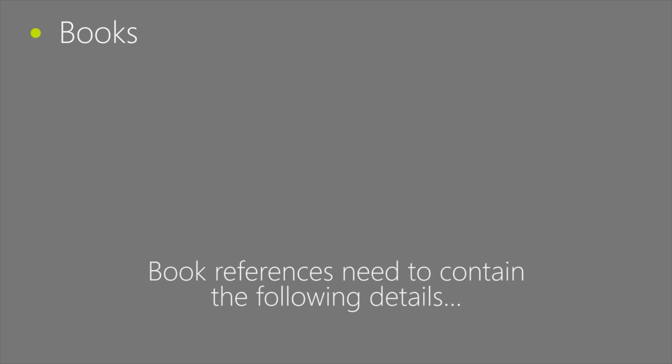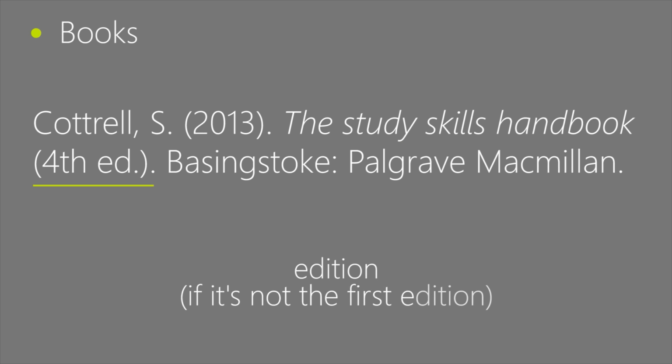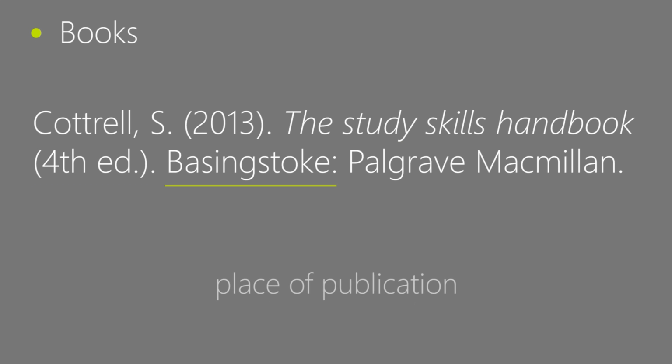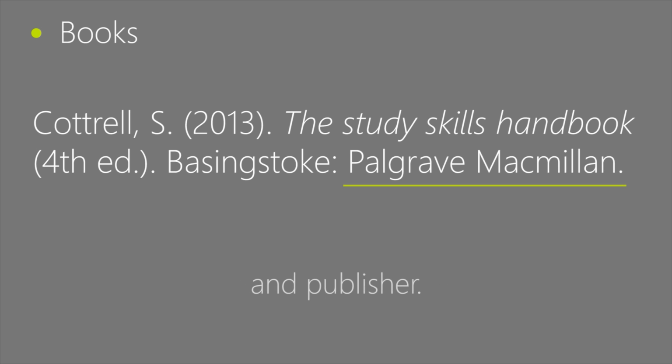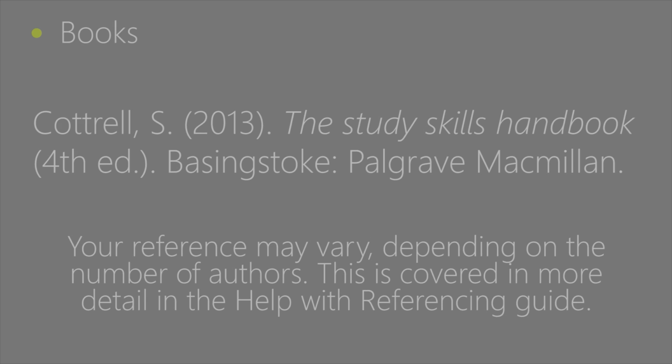Book references need to contain the following details: author, year, title, edition if it's not the first edition, place of publication, and publisher. Your reference may vary depending on the number of authors, but this is covered in more detail in the Help with Referencing guide.